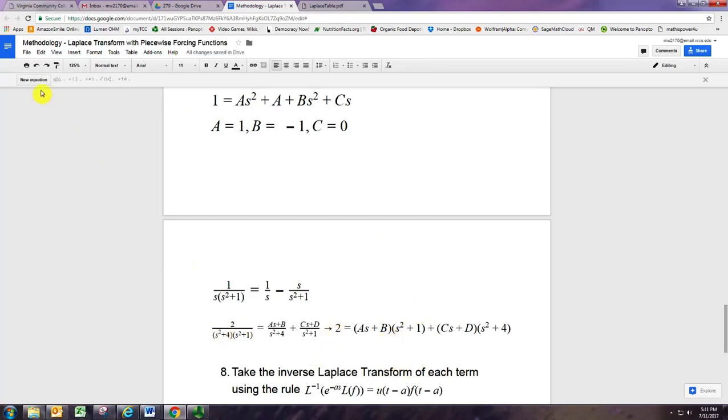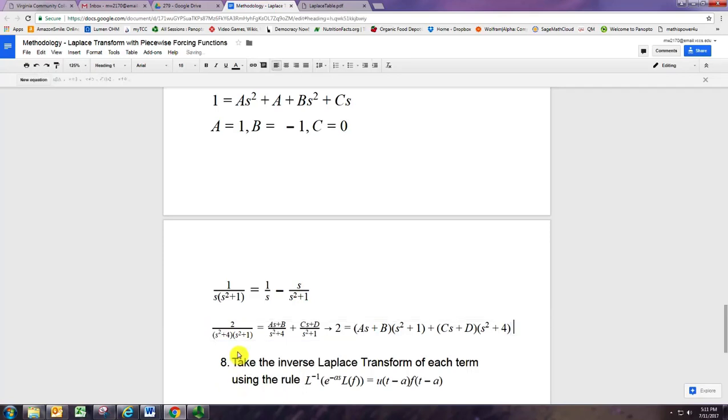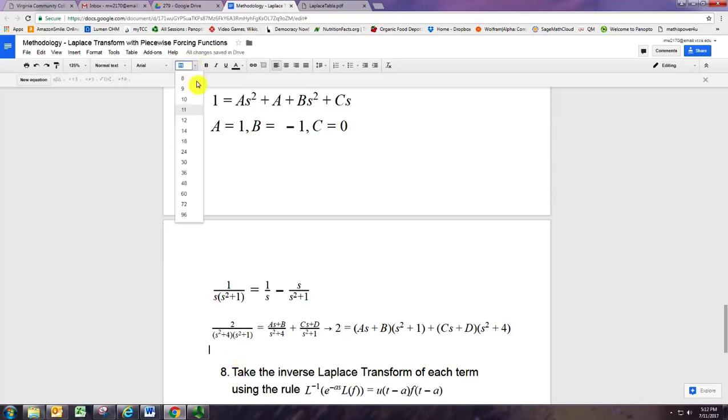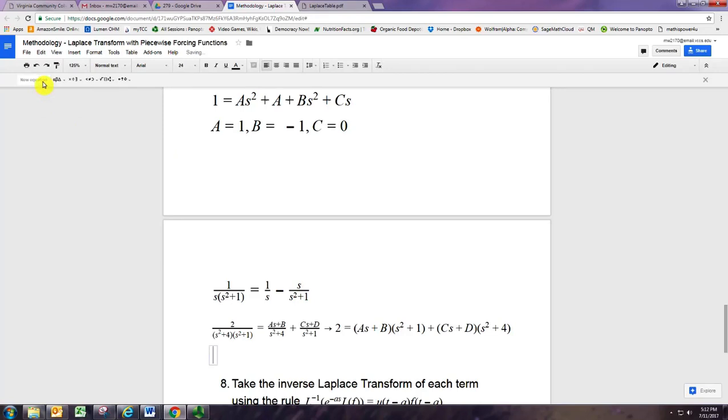And we'll go ahead and distribute. So we get As cubed plus As plus Bs squared plus B. And FOIL the second part, you get Cs cubed plus 4Cs plus Ds squared plus 4D.